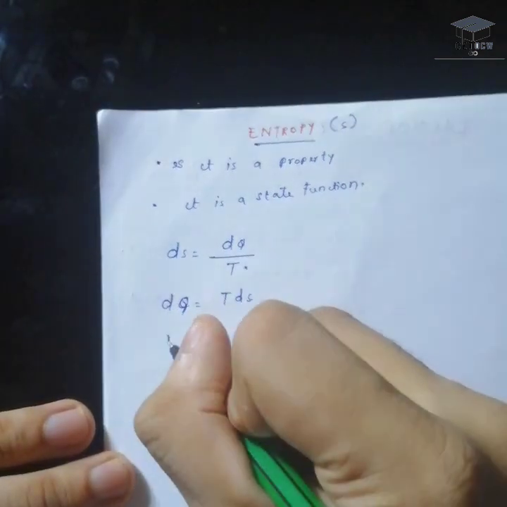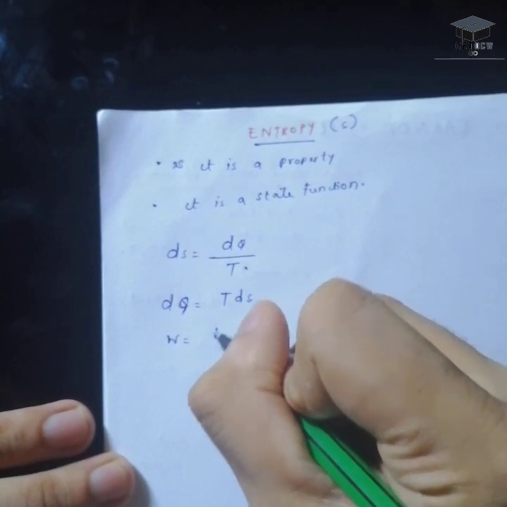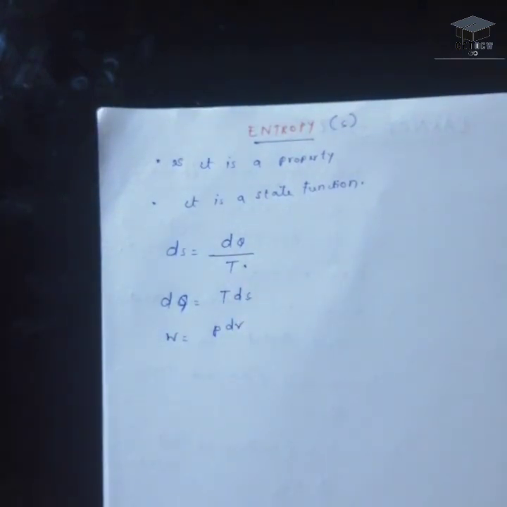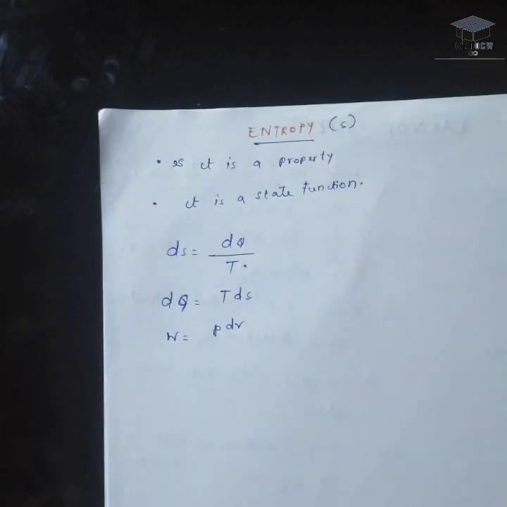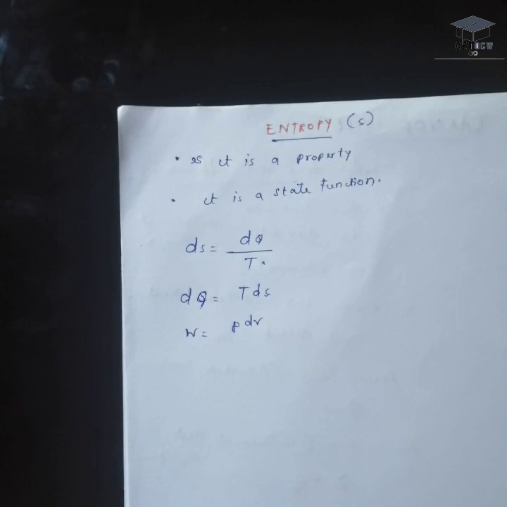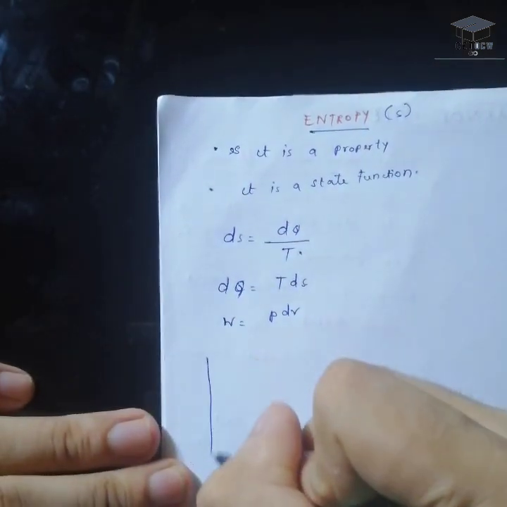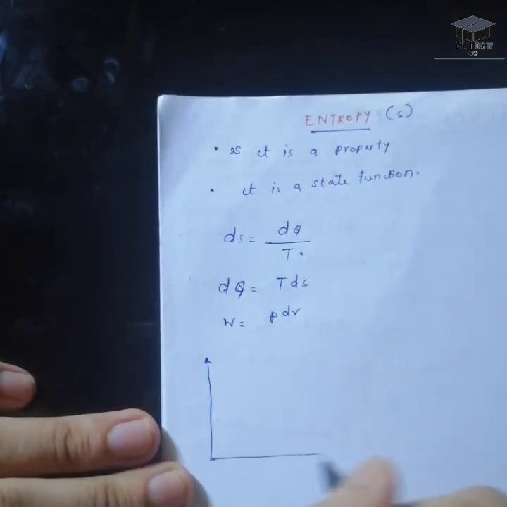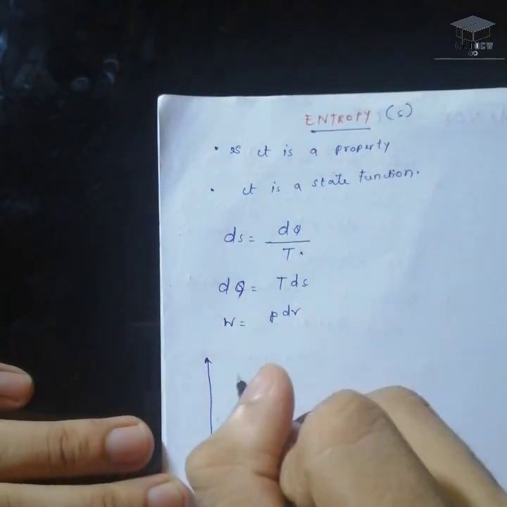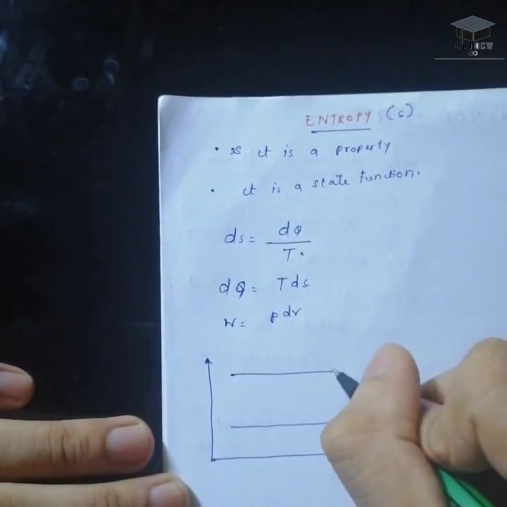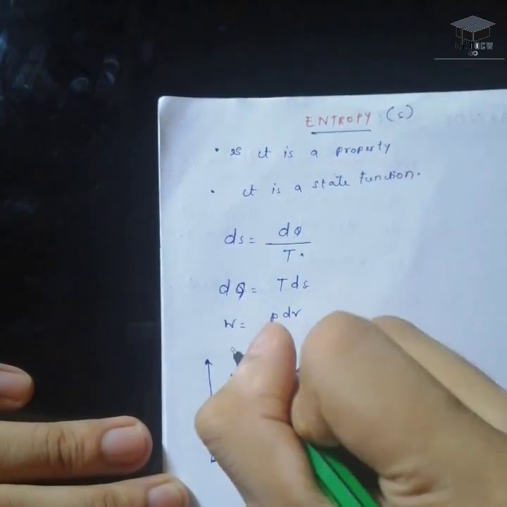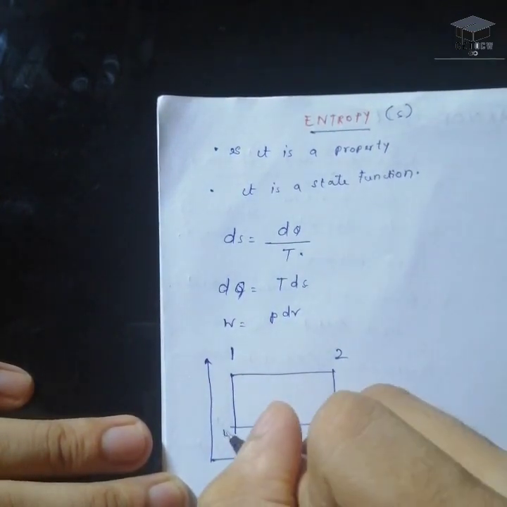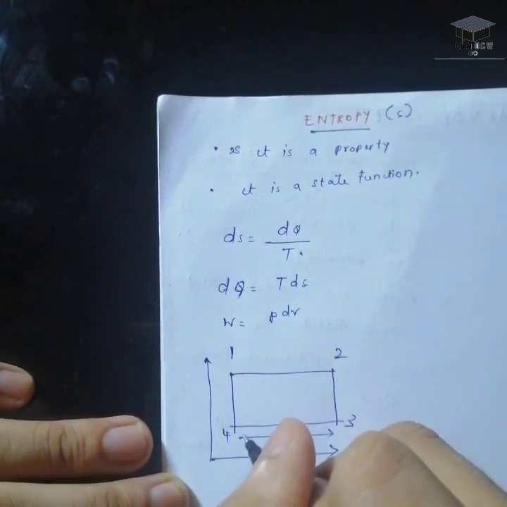We know the work done is equal to PdV. So in a PV diagram, the area under the PV diagram will give the work done. Similarly, the area under the TS diagram will give the value of heat added or heat rejected. In a TS diagram, the Carnot cycle is represented like this: 1, 2, 3, 4. Let it be delta S.